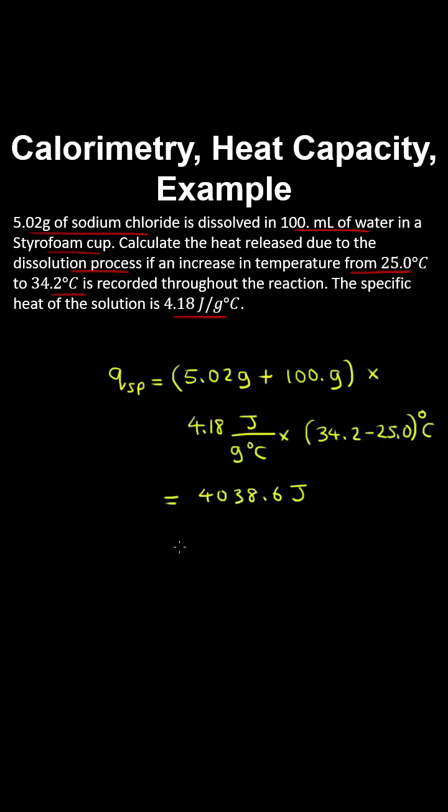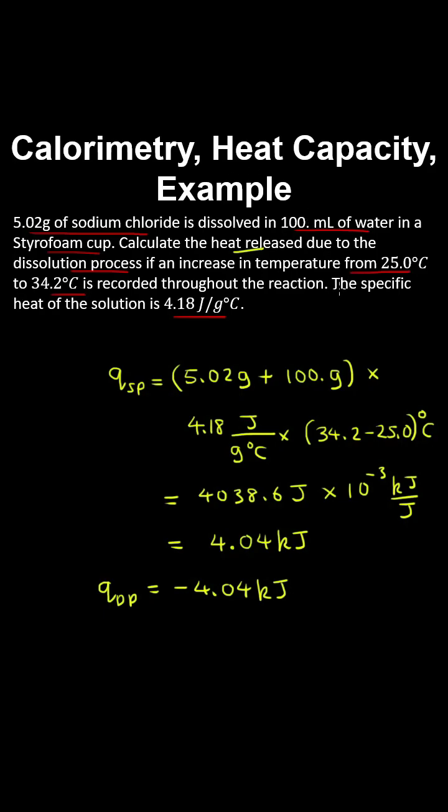And we typically convert this to kilojoules. So the heat released due to the dissolution process is a negative of the heat absorbed by the solution, where we use three significant figures. And at constant pressure, this is the same as the change in enthalpy.